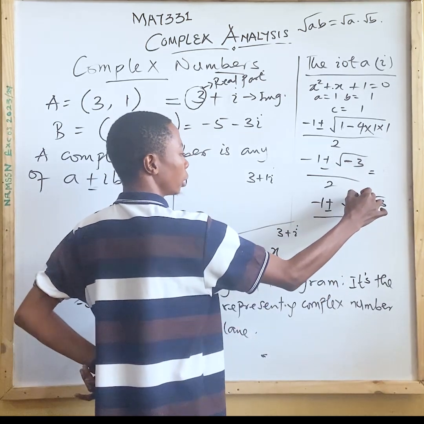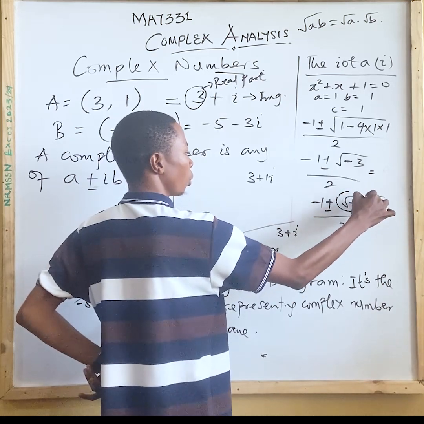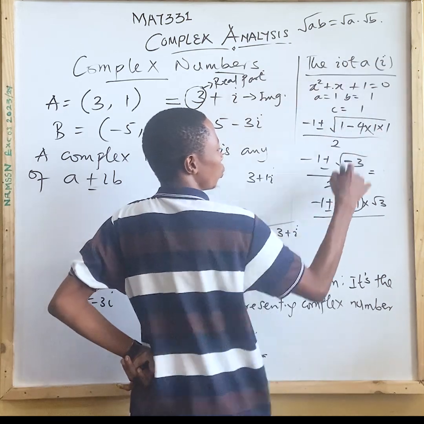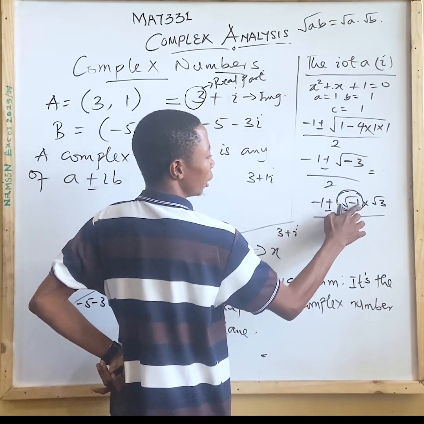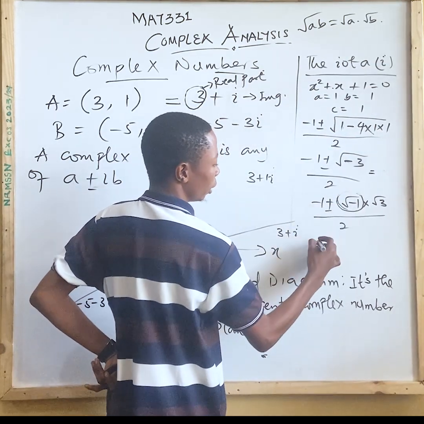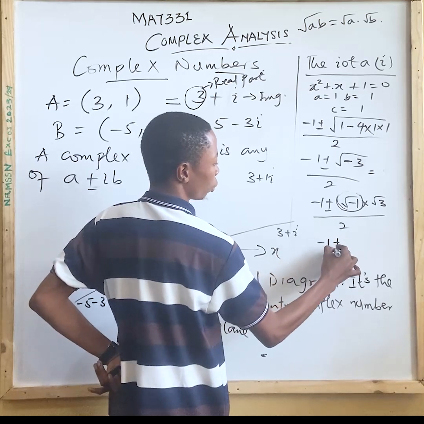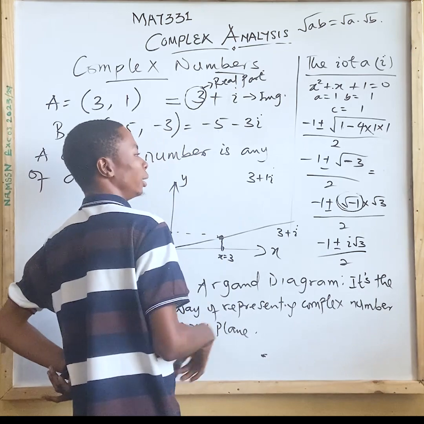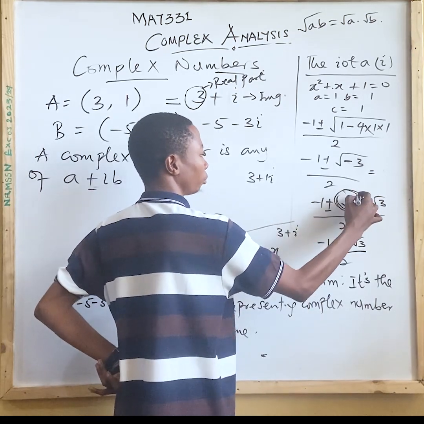So I can just name this square root of -1. That is where this iota comes from. So iota means the square root of -1. If I now let this square root of -1 be my I, I will just have -1 plus or minus I root 3 all over 2. So what I need there is this square root of -1.